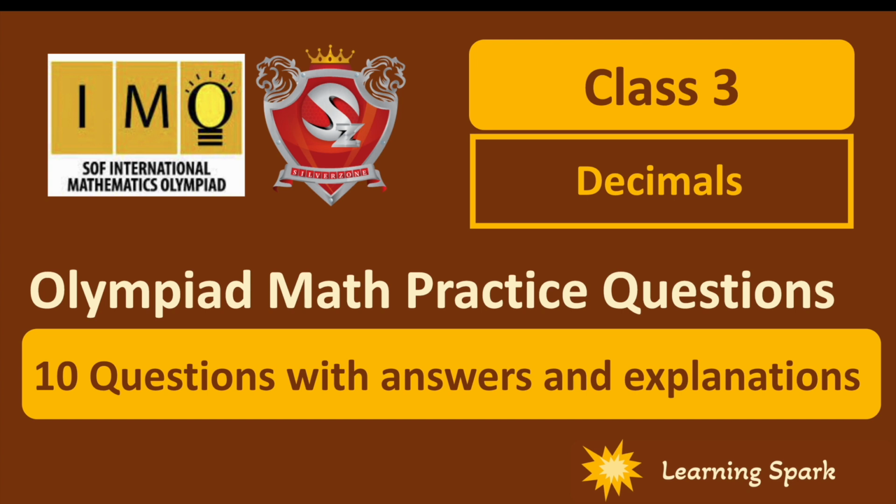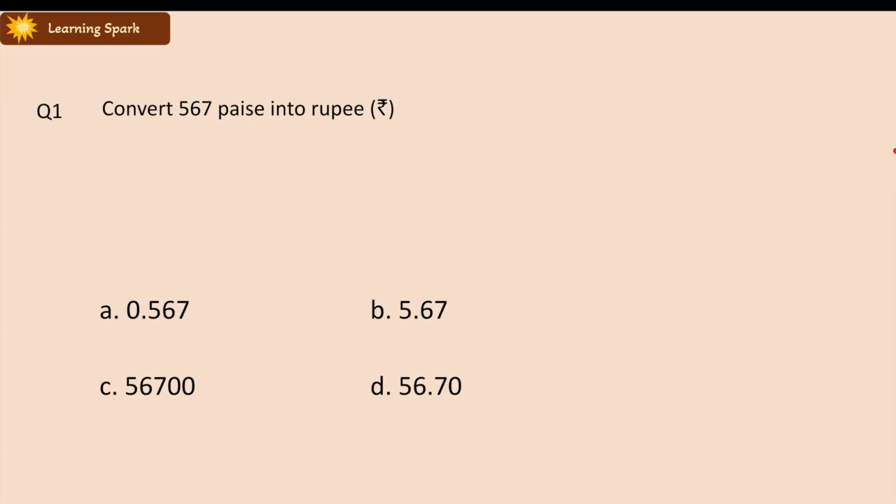In this video, we are going to practice Olympiad math questions for class 3 on decimals. So let's get started. Question number 1 is on your screen now. We will go to the answer now. Please feel free to pause the video and answer the question if you have not already. So the answer is 5.67. Let's see the explanation.